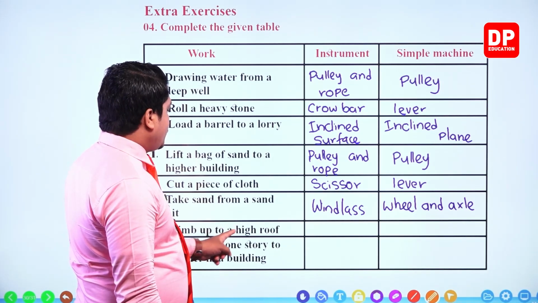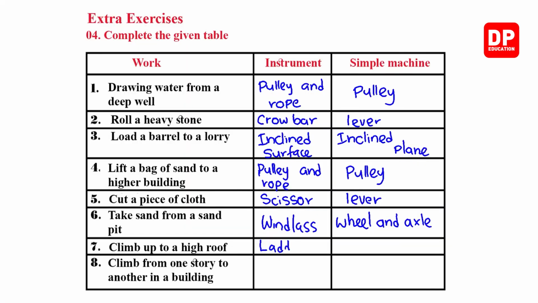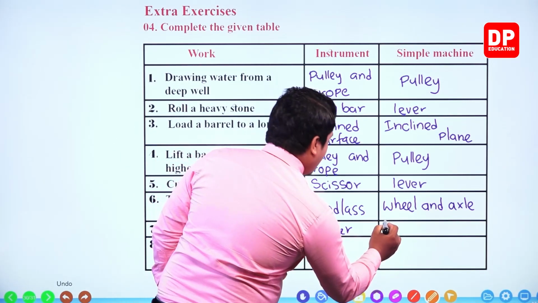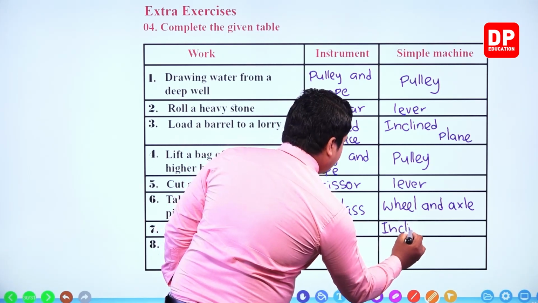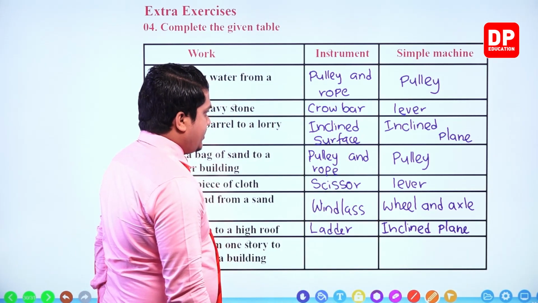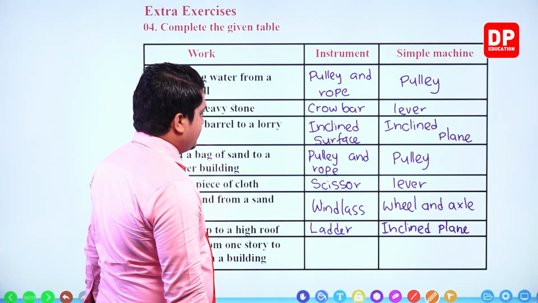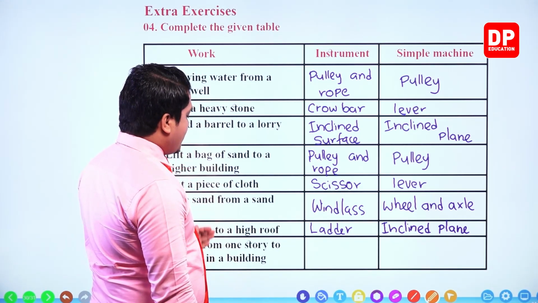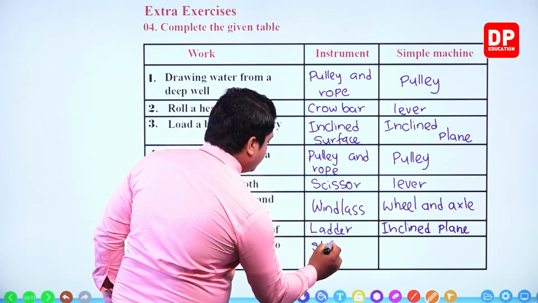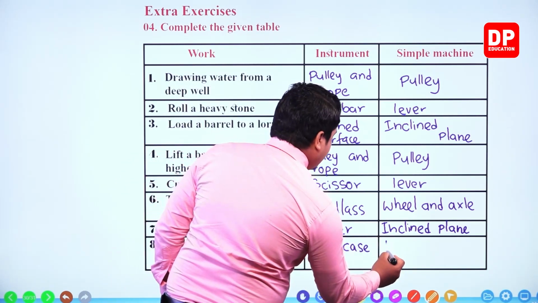Next one, climb up to a high roof. To climb up to a high roof, we use the ladder. Ladder is an inclined plane. Next one, climb from one story to another in a building. In a building, to climb from one story to another, we use the staircase. Once again, it is an inclined plane.